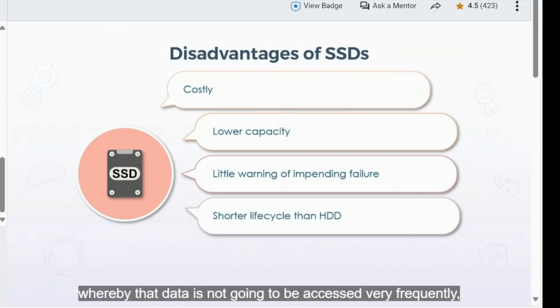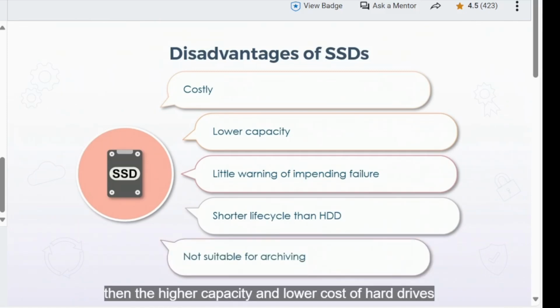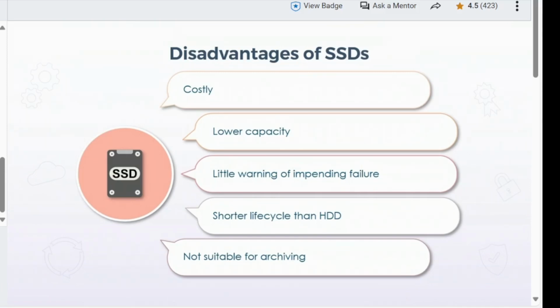Plus, if it's the case whereby that data is not going to be accessed very frequently, such as a data archive, then the higher capacity and lower cost of hard drives would actually be more desirable in that case. So, in short, solid-state drives are better suited to storing less data that is accessed more frequently over shorter periods. Hard drives would be better suited for a large amount of data that is being archived over very long periods and very infrequently accessed.